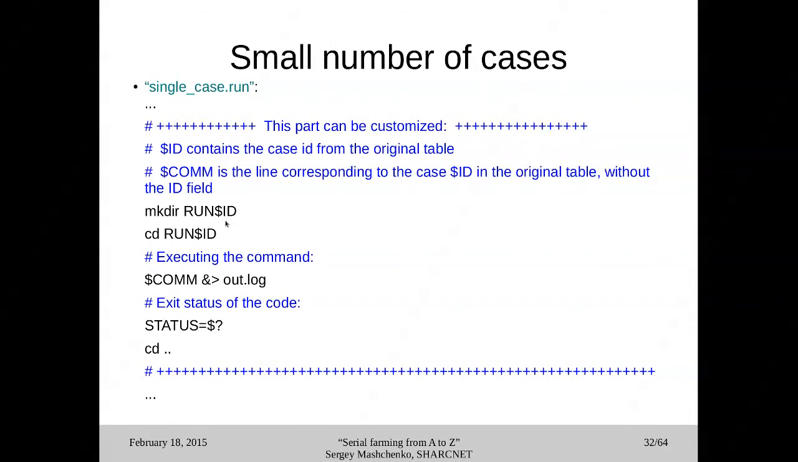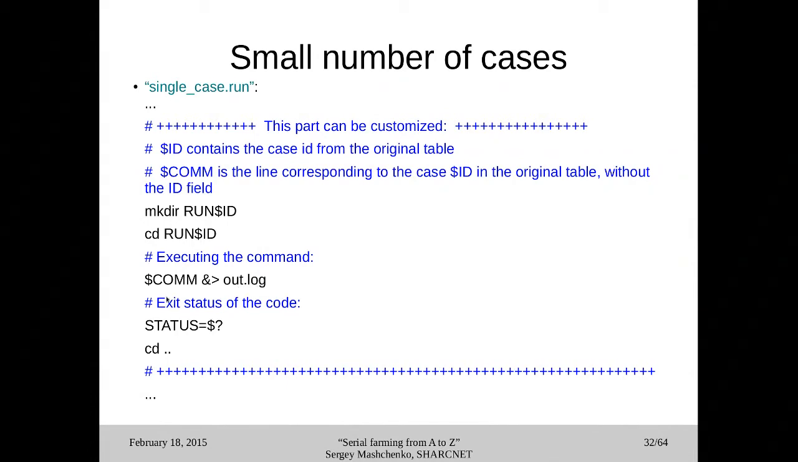It creates this run subdirectory, it goes inside it. It executes the content of the cases table line, one single line. And that's how you execute it in bash. And it redirects all the output into a log file, which will reside inside the subdirectory, which is unique. So each case has a unique subdirectory, so they all can have the same log file name. That's not a problem.